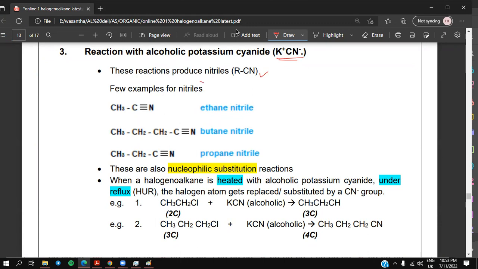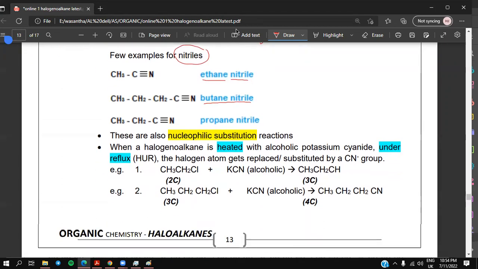And some examples for nitriles to become familiar. This is a 2 carbon atom containing nitrile, so it is ethane nitrile. This one has 1, 2, 3, 4 carbon atoms, so butane nitrile. And the next one is propane nitrile. These are also nucleophilic substitution reactions.